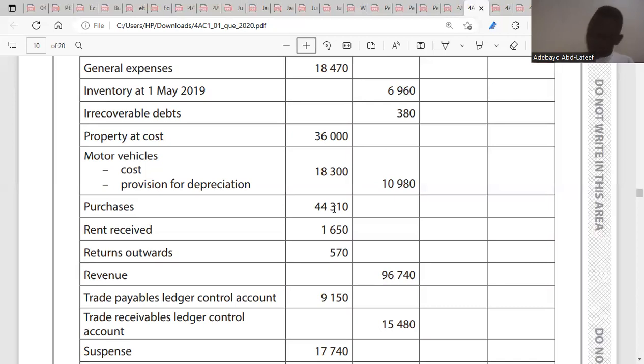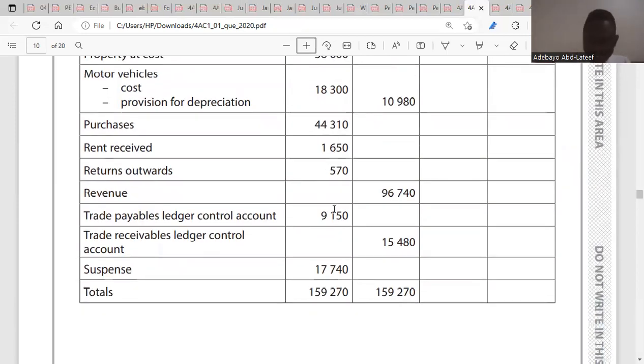All right. Then trade payable. So it's the opposite of return outwards. Returns outward is a credit balance. Return inward will be what? Debit. Purchases is a debit, sales will be credit. Okay. So your trade payables ledger control account will be credit, then trade receivable will be debit. Is it clear?